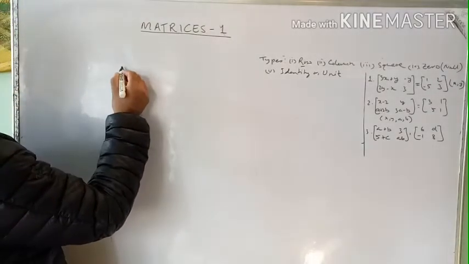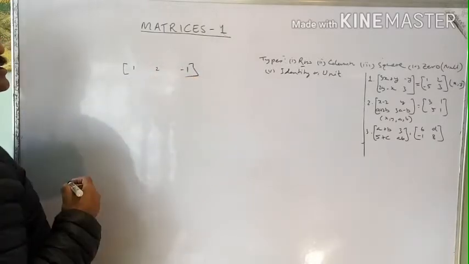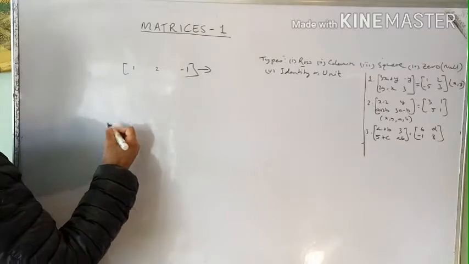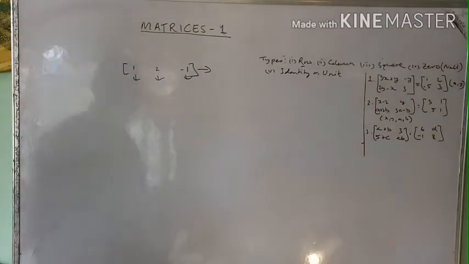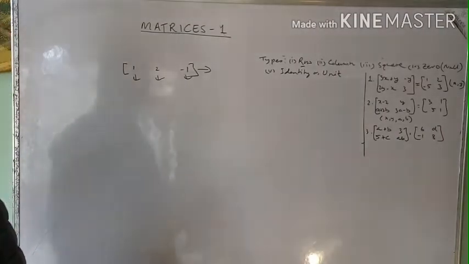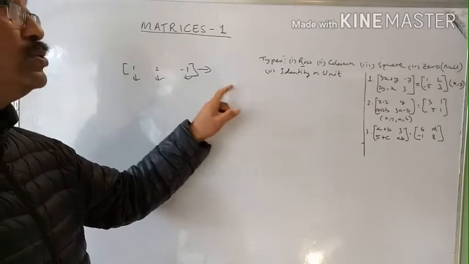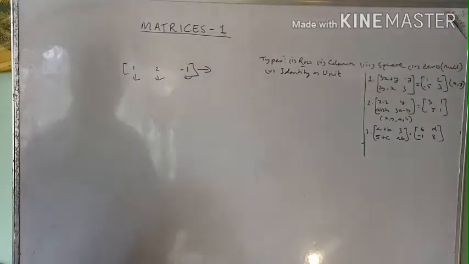For example, this one, 1, 2, minus 1. You see, it has only one row, one horizontal line, but it has 3 columns. Columns can be any, it doesn't matter. What is required is that it has only one row. So it is row matrix. If there is only one row, then row matrix.